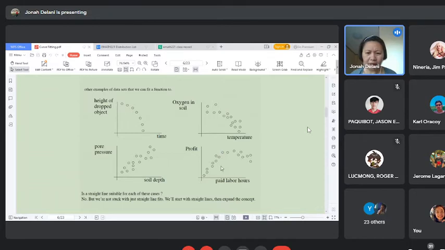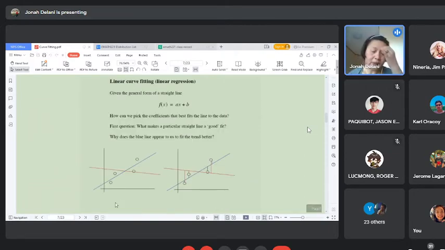Pwede tingali diri dapit. But anyway, if we look at this na ay pangutana sa ubos, is a straight line suitable for each of these cases? Of course, no. So we will not limit the concept of curve fitting with straight lines only. Of course, ang pinakasayo ng straight line. So let us look at a linear curve fitting.